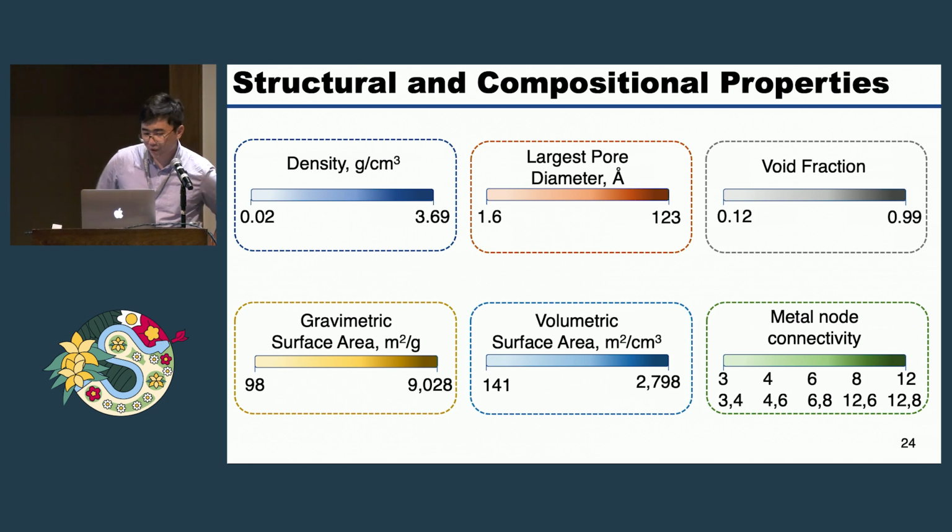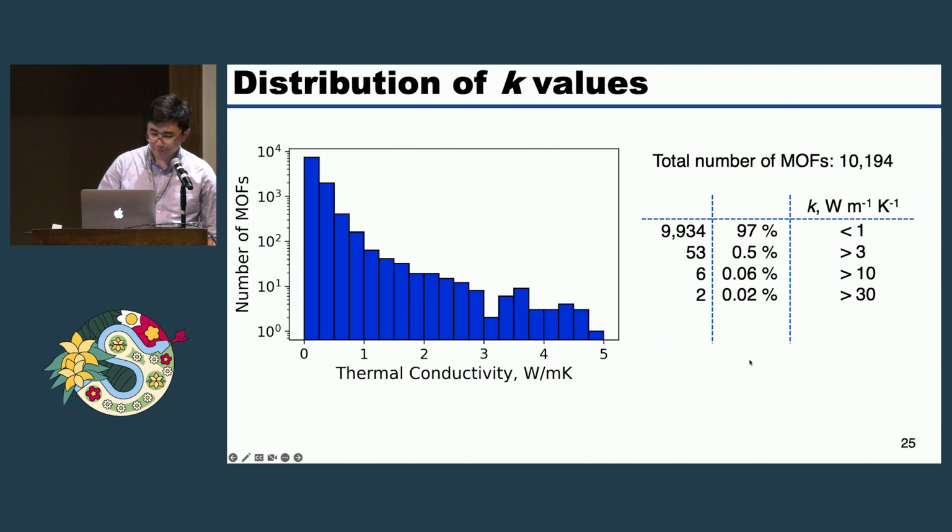Then we calculated these important structural and compositional properties for the 10,000 MOFs, because at the end of the day, these properties dictate the performance of MOFs in many practical applications. As you can see here, for many of them, the range spans 2 orders of magnitude. Here I showed the minimum and the maximum calculated values.